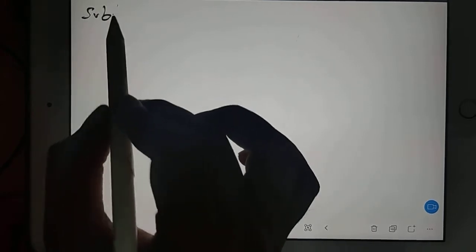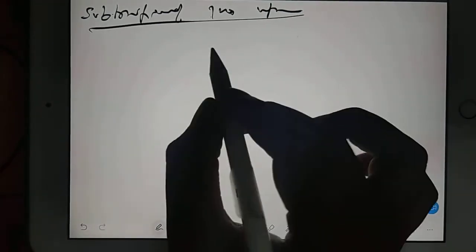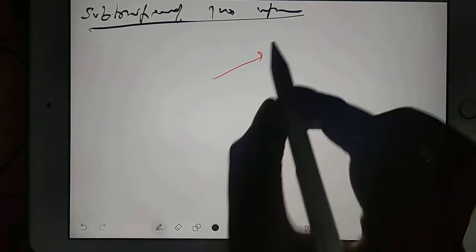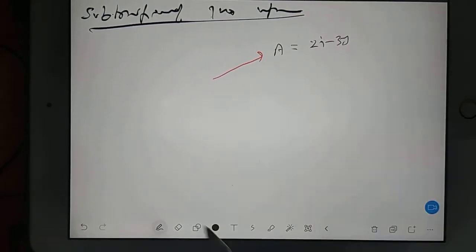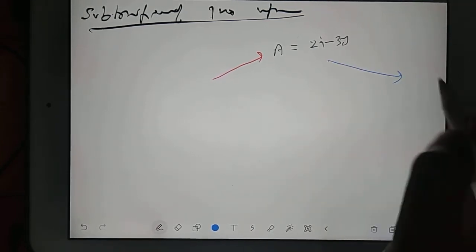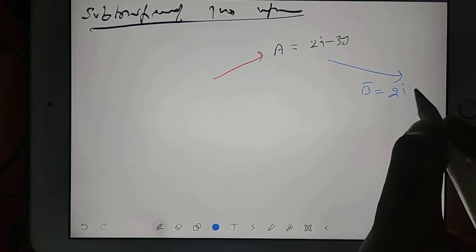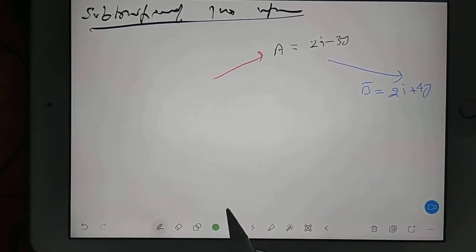Okay, now you see, I was about to explain subtraction of two vectors. Now see what this is. Suppose you have one vector like this, and this vector I am saying A is equal to 2I minus 3J, and I have some other vector somewhere, I don't know where it is, some vector B. Suppose this vector is 2I plus 4J. Now I want to subtract both the vectors.